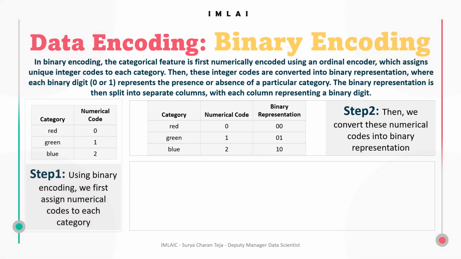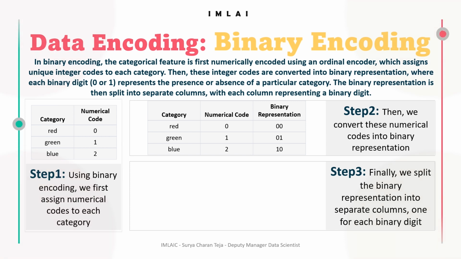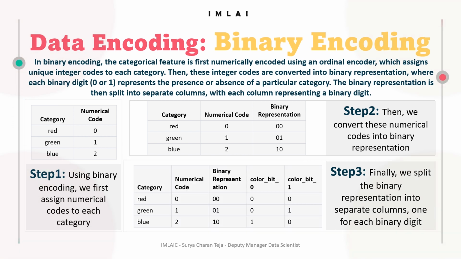Once the second step is done, we finally split the binary representation into separate columns, one for each binary digit. Here I have a double-digit binary representation, that's why I have split this into two binary dummy variables: 0, 0; 0, 1; 1, 0. And this is how your category has been converted into dummy variables with binary values, zeros and ones. That's what we are saying here.